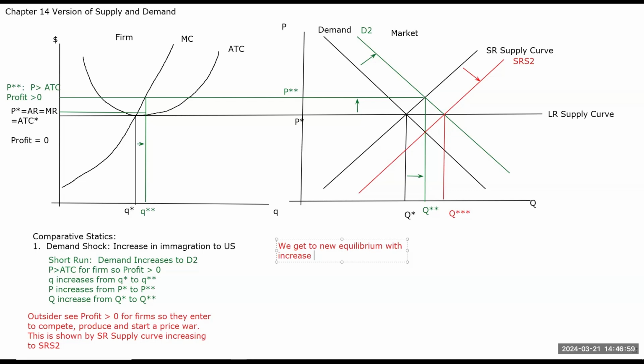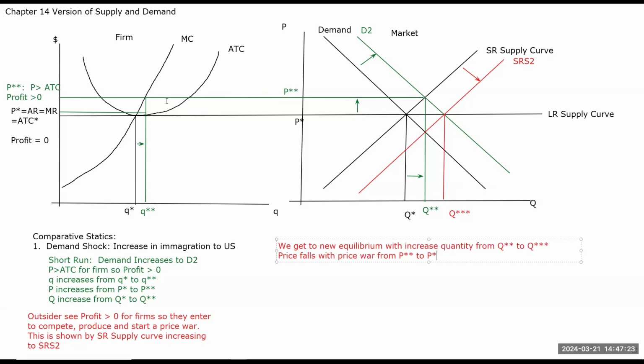Quantity increases from Q double star to Q triple star, price falls with the price war from P double star to P star. Let's see what else happens.